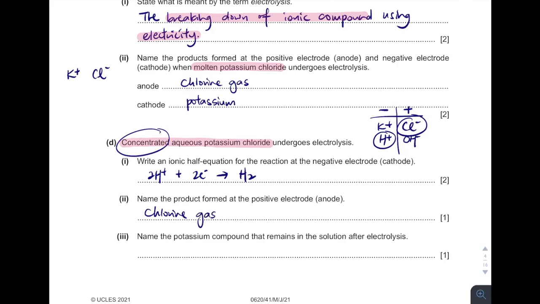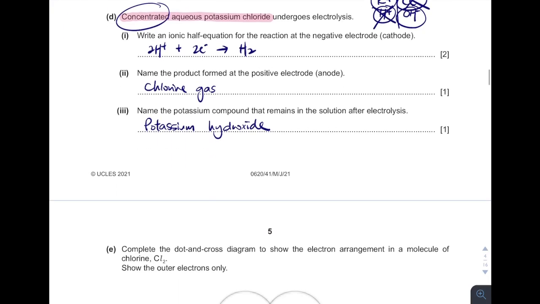And then, what potassium compound remains in the solution? Hydrogen gets selected, no more hydrogen. Chloride gets selected, no more chloride. So eventually, the electrolyte will be left with only potassium and hydroxide, therefore forming potassium hydroxide. That's it.